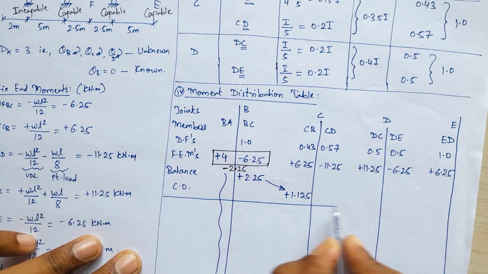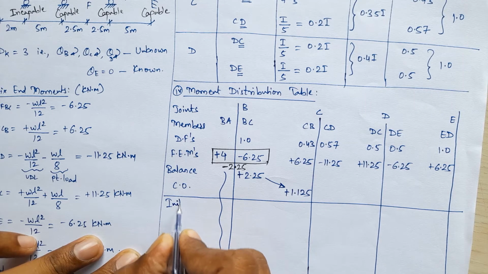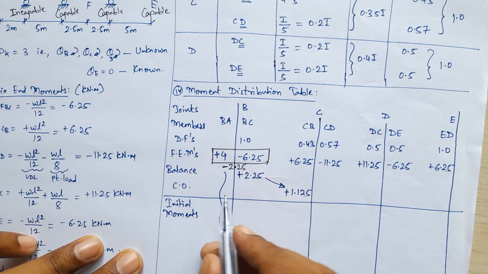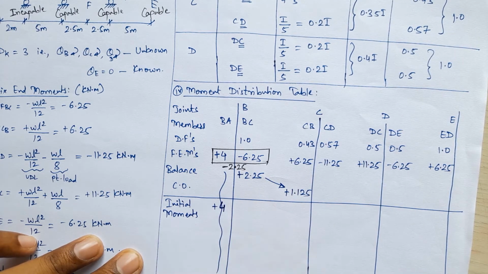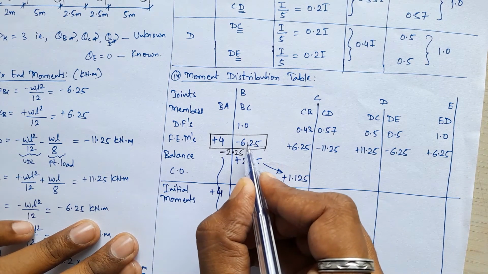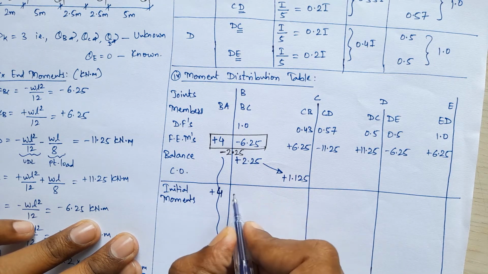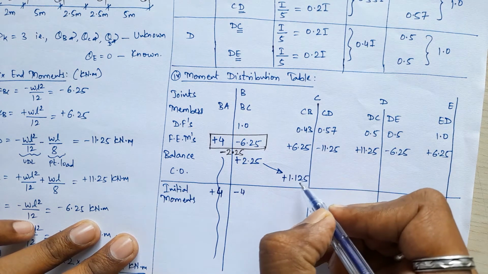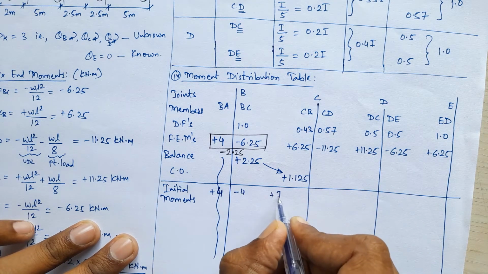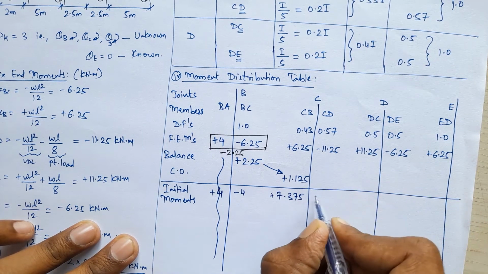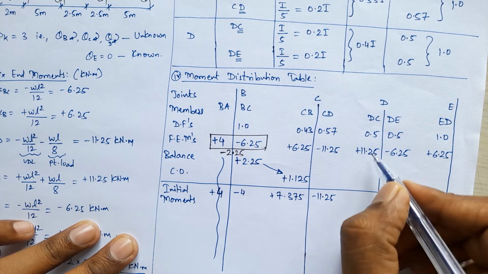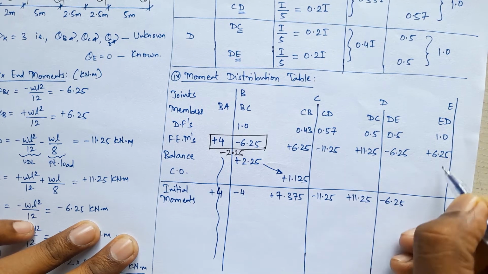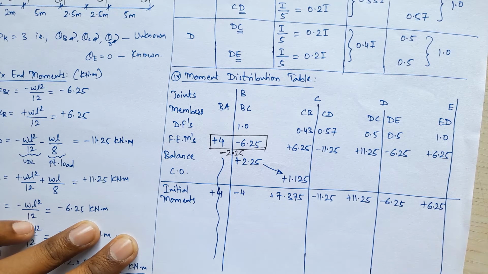So I'll get my initial moments over there. This 4 remains as it is. Next, minus 6.25 plus 2.25 becomes minus 4. Next, 6.25 plus 1.125, I'll get plus 7.375. This will remain as it is, minus 11.25. This will remain as it is, plus 11.25 minus 6.25, and here again plus 6.25.